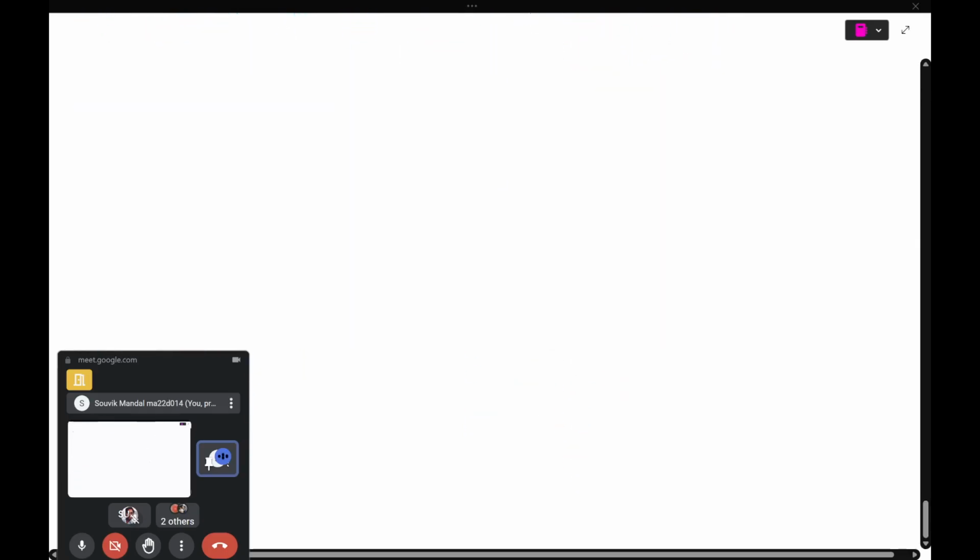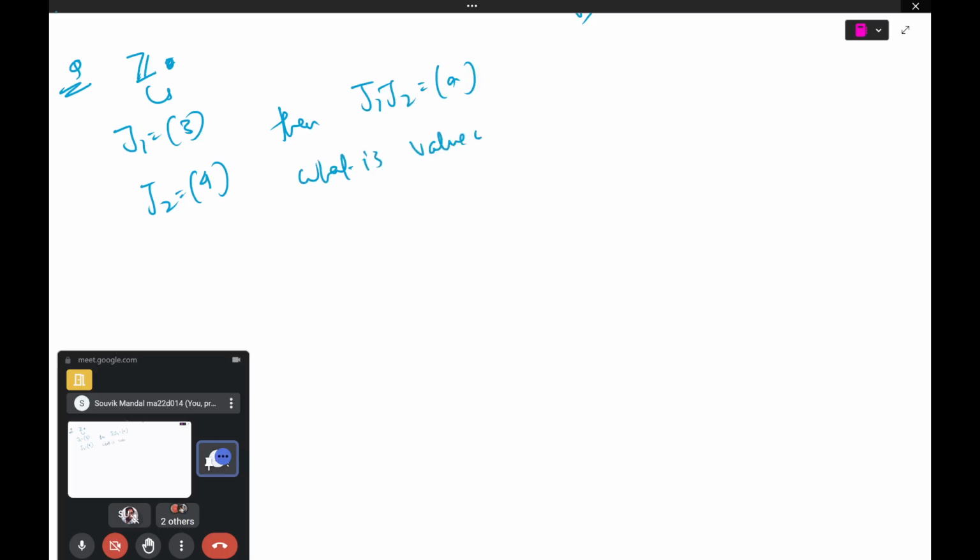So the next question is as follows: in the ring of integers Z, let J1 be the ideal generated by 3, J2 be the ideal generated by 4, then J1 J2 is given to be the ideal generated by a. Now determine the value of small a. This is the question.